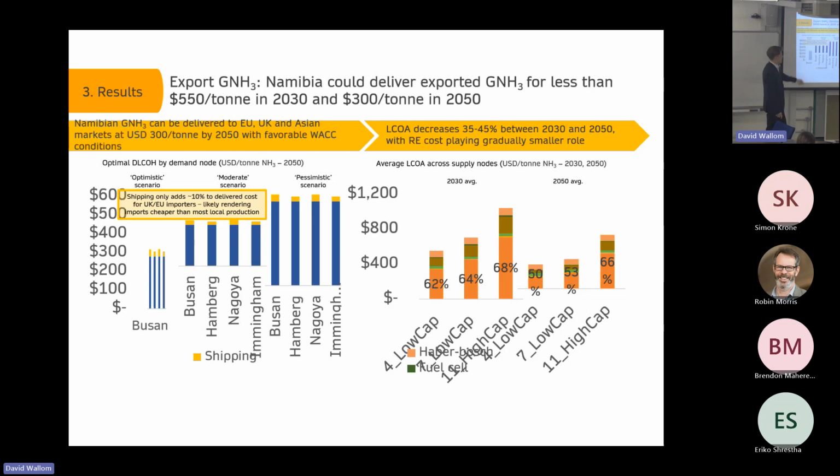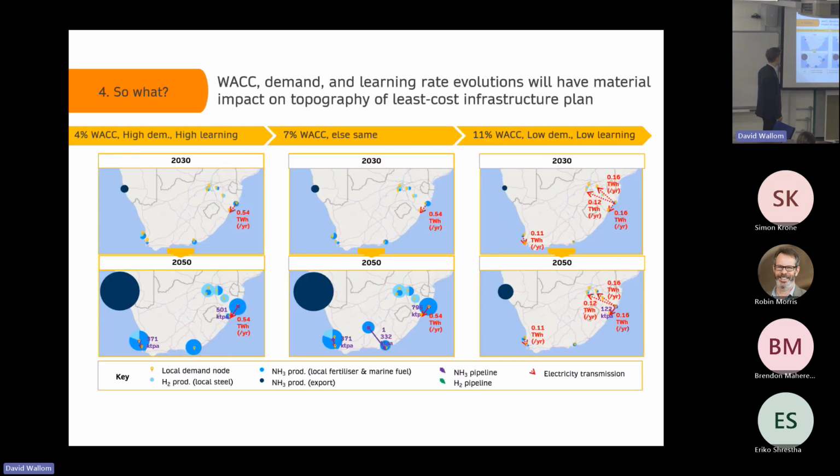Here, your delivery cost makes up a slightly more significant proportion, so around 10%. But yeah, I think that's the key. This is really the key output from the optimization, basically showing your infrastructure map for the region between now and 2050 for your green hydrogen and green ammonia ecosystem.